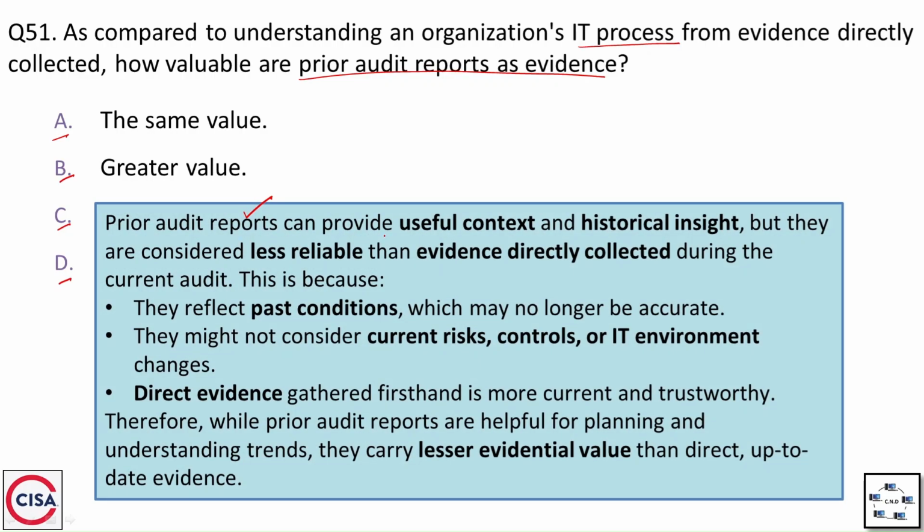So prior audit reports can provide useful context and historical insight, but they are considered less reliable than evidence directly collected during the current audit. This is because they reflect past conditions which may no longer be accurate. They might not consider current risks, controls, or IT environment changes. Direct evidence gathered firsthand is more current and trustworthy. Therefore, while prior audit reports are helpful for planning and understanding trends, they carry lesser evidential value than direct up to date evidence.